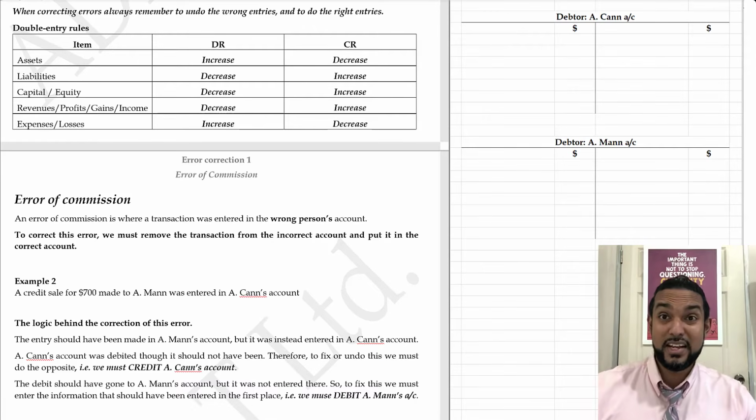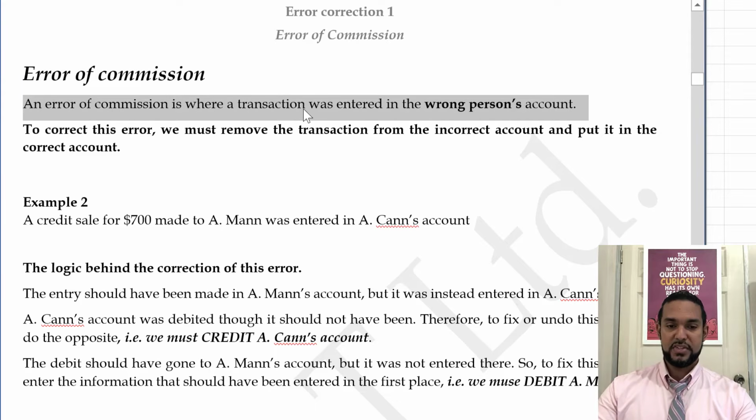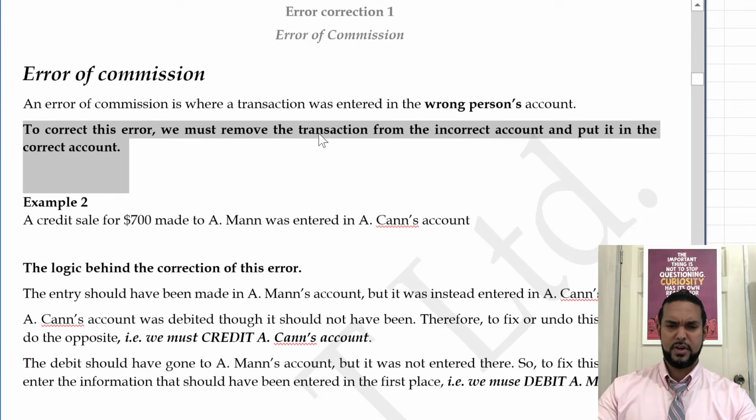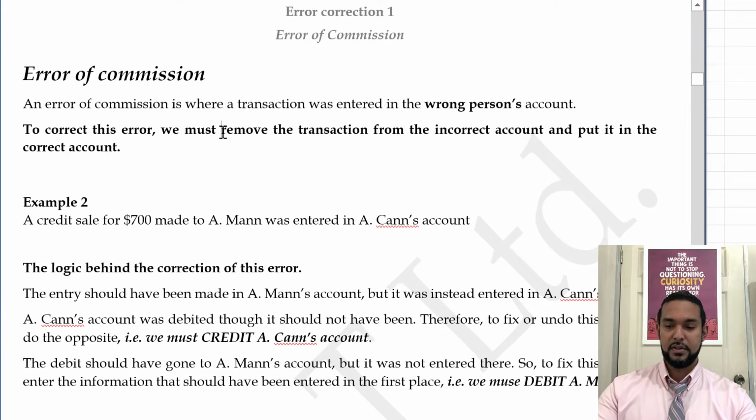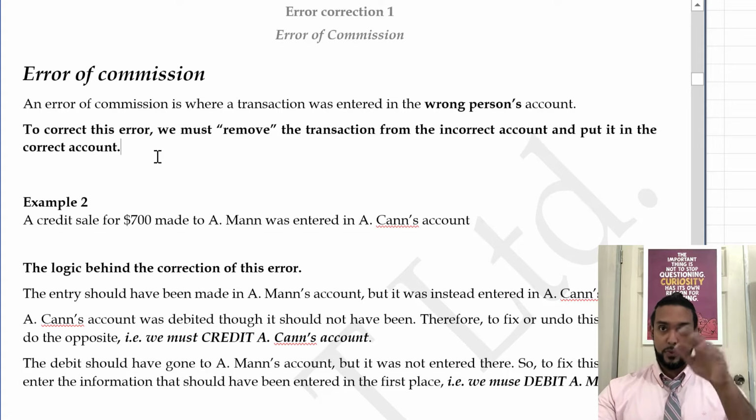Okay, so this is the second type of error, which is called an error of commission. So we're going to see the name here. An error of commission is where a transaction was entered in the wrong person's account. And to correct this error, we have to remove the transaction from the incorrect account and put it in the correct account. Actually, I need to put this in quotation marks because we're not technically taking it out per se, but you will see what I'm talking about when I'm explaining it.